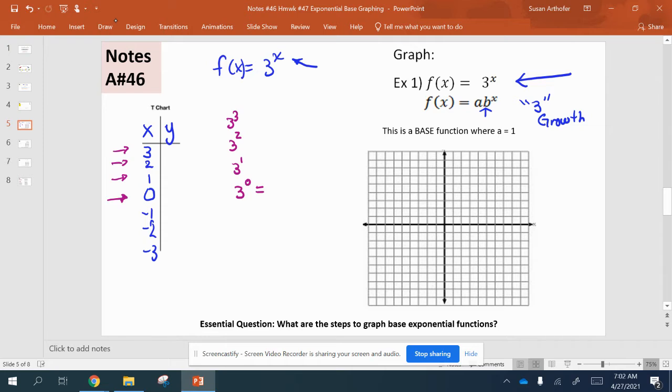What is anything to 0? Do you remember from your exponent rules? Anything to 0 is 1. So when we plug in a 0, we get 1. Here we plugged in a 1 for the x, so 3 to the 1 is just 3. What's the next one? 3 squared, 9. What's the next one? 3 to the third. 3 times 3 is 9, times 3 is 27.